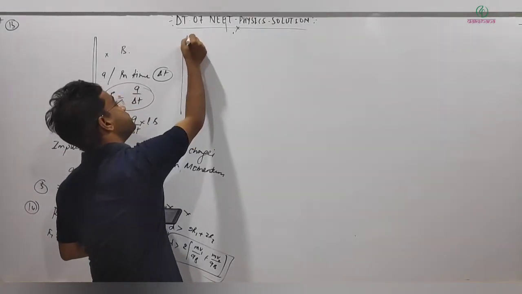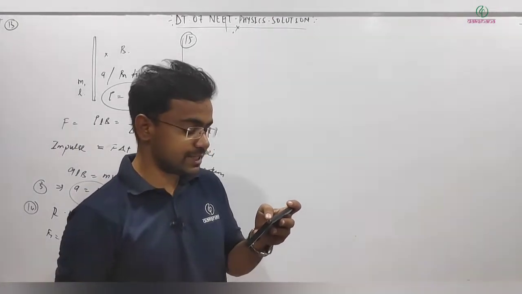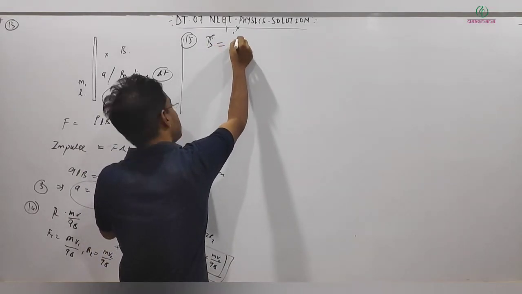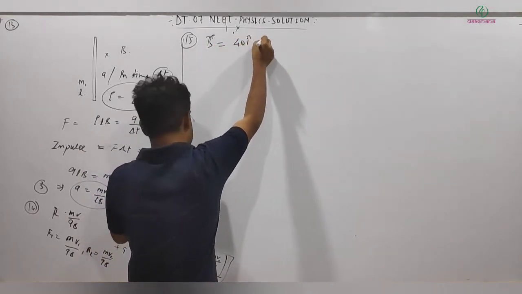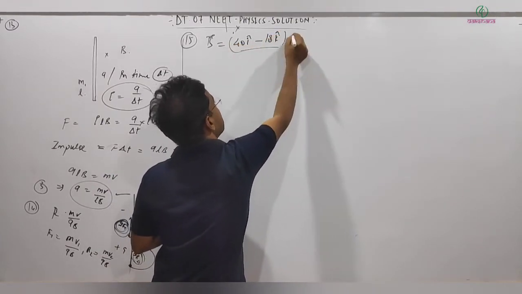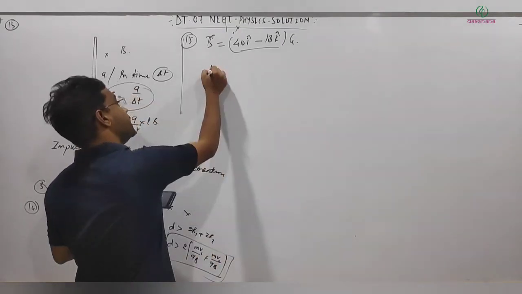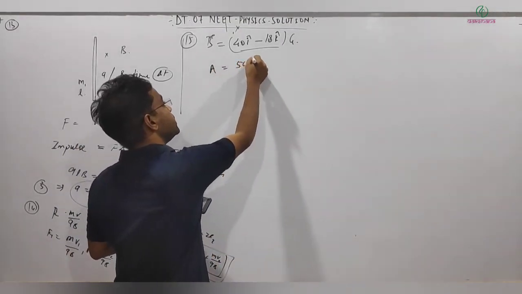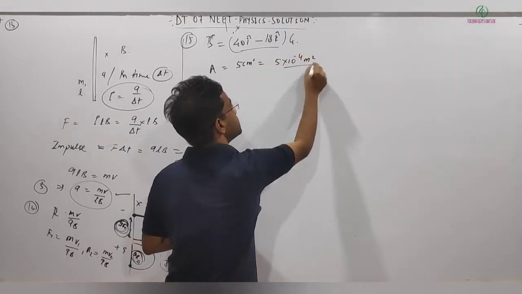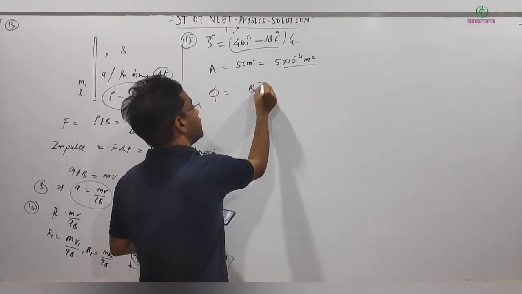Next, question number 15. Here the magnetic field in a certain region is given by B equal to 40 i cap minus 18 k cap. This is in Gauss. How much flux passes through a 5 centimeter square area? So A is equal to 5 centimeter square, that can be written as 5 into 10 to the power minus 4 meter square. This is the area. We know phi is equal to B dot A, is it?